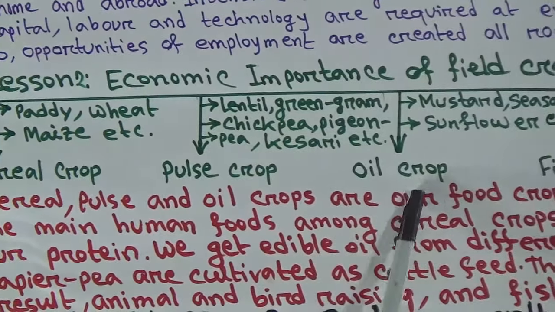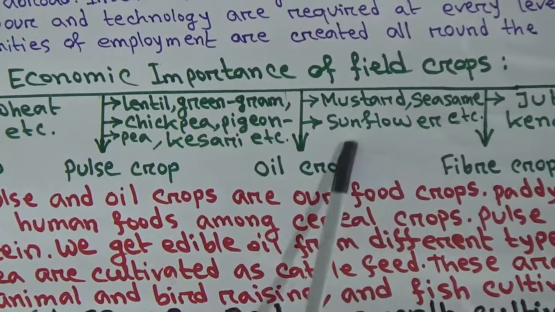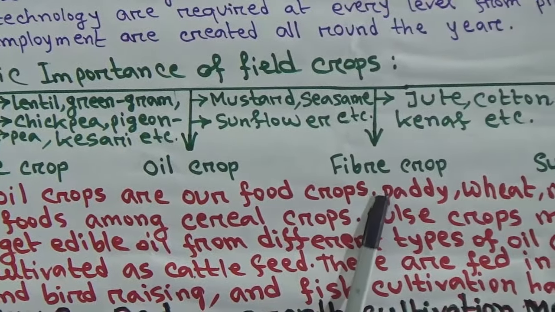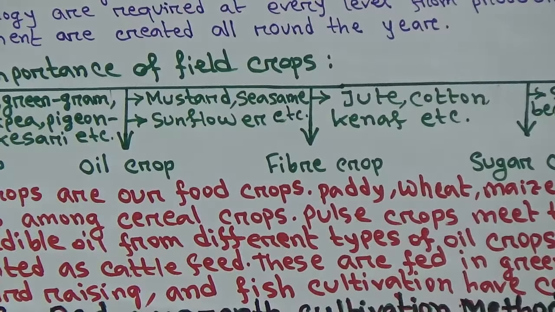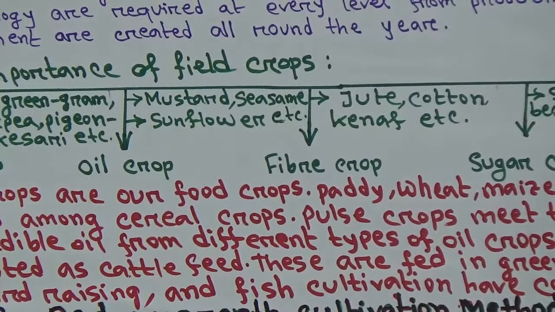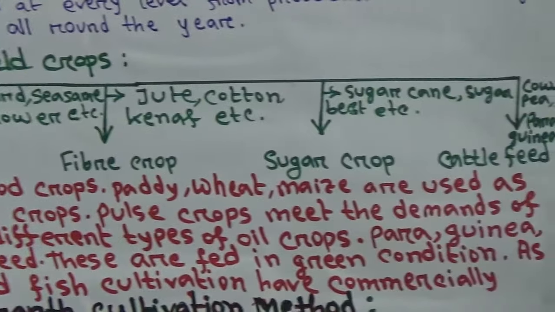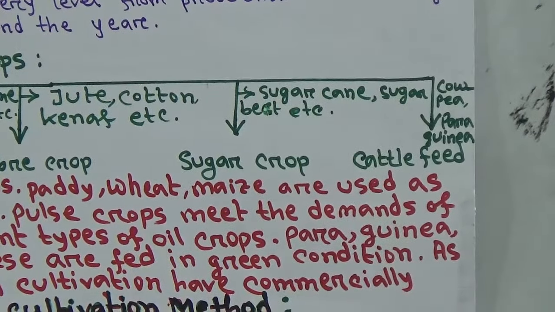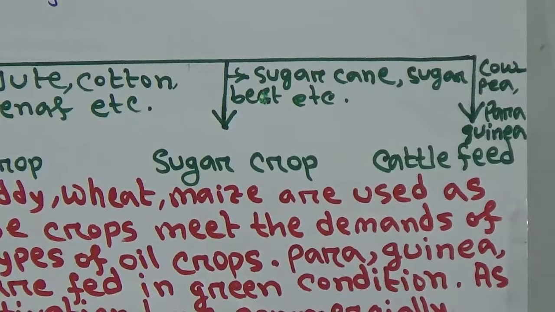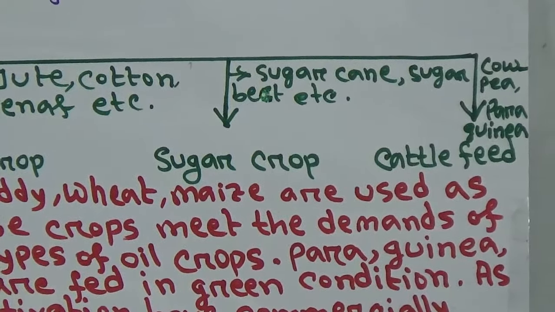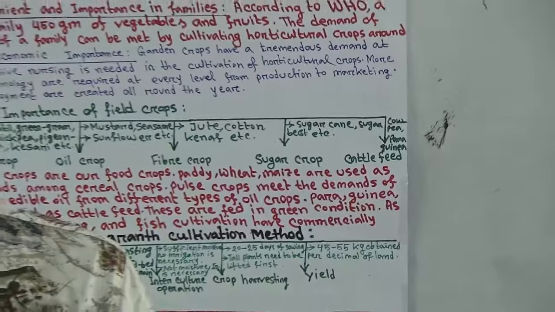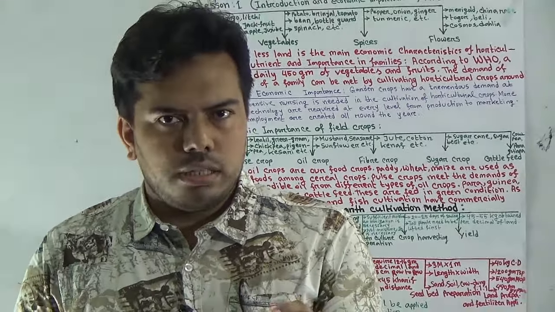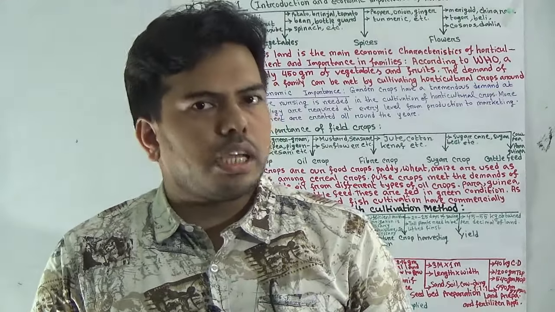Next one is oil crop. Mustard, sesame, sunflowers are the oil crops. Okay, next see fiber crop. Fiber crops are jute, cotton, kenaf, etc. Okay, next see sugar crop. Sugar cane, sugar beet, these are our sugar crops. And the final one is cattle feed. Cattle feed is a type of feed which we can feed our animals. The items can be Napier, Para, Guinea, Epil-epil. These types are used as cattle feed.